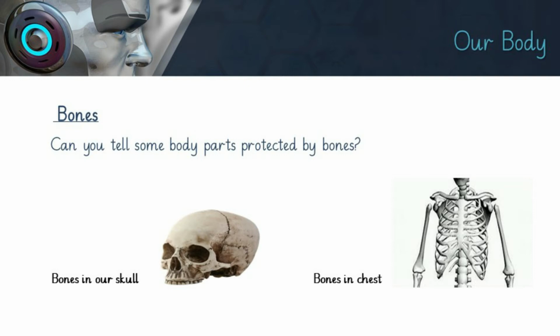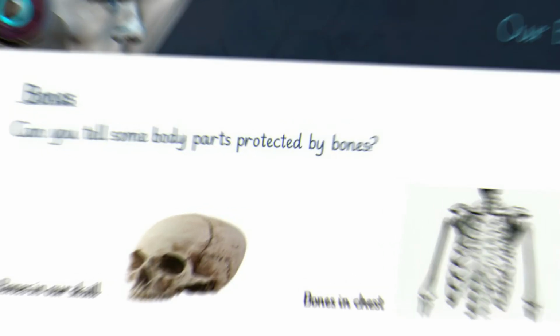Alright, in context of the given details, let's discuss the given question. Can you tell some body parts protected by bones? Which body part is protected by our skull? And which body parts are protected by the rib cage, the bones in our chest? Just think about it. Alright, coming up with the answers. Yes, the brain is protected by skull bones and our rib cage encloses heart and lungs. Alright, correct answer.